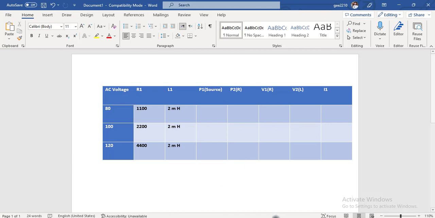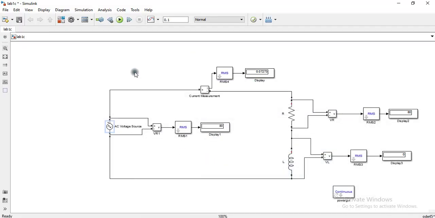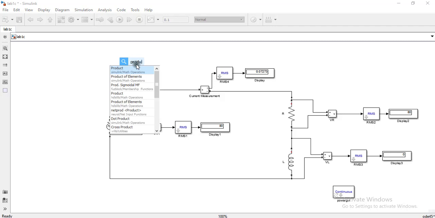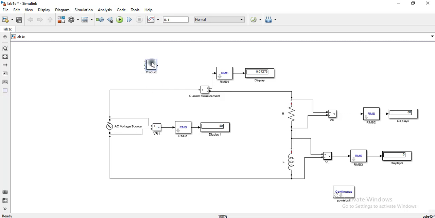Okay, I need power also. So in order to find the power, I want to multiply the voltage and currents. So let's bring a product block. This will give me P1. P1 means source power. So the first signal is VRMS, the second signal is IRMS, then display.